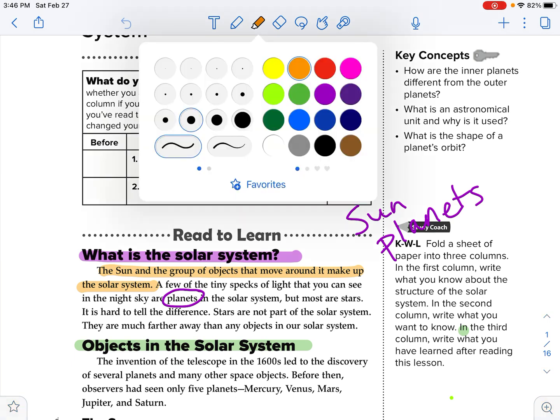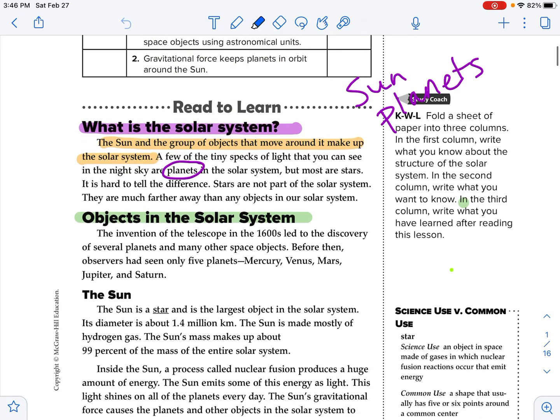Let's change our color here. Okay, the invention of the telescope in the 1600s led to the discovery of several planets and many other space objects. Before then, observers had only seen 5 planets: Mercury, Venus, Mars, Jupiter, and Saturn.